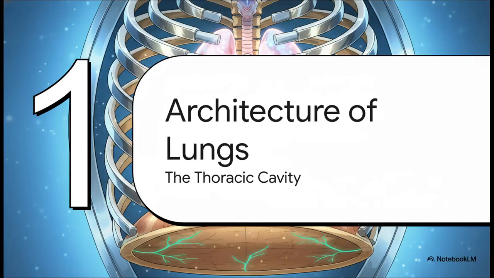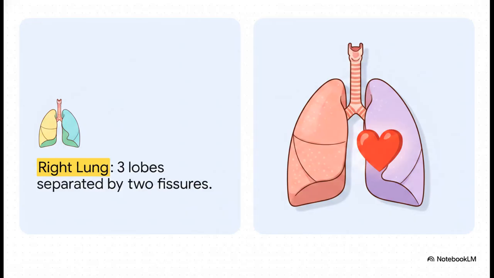Section 1. The architecture of lungs, the protected thoracic cavity. Our lungs sit inside a highly secure anatomical vault, surrounded and shielded by the vertebral column, the sternum, the ribs, and the diaphragm. But take a look at the inherent asymmetry of our bodies. It's kind of wild, but your two lungs, they aren't identical twins.